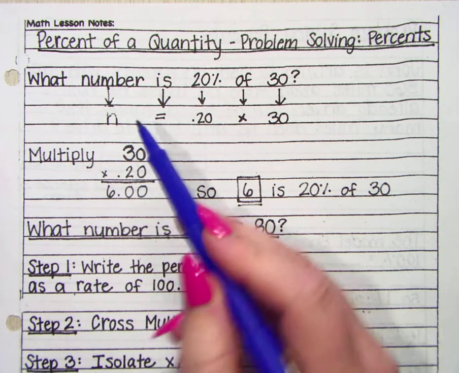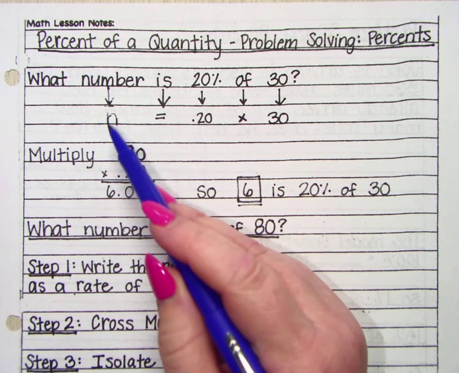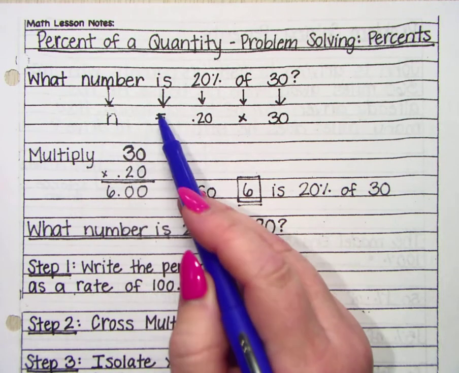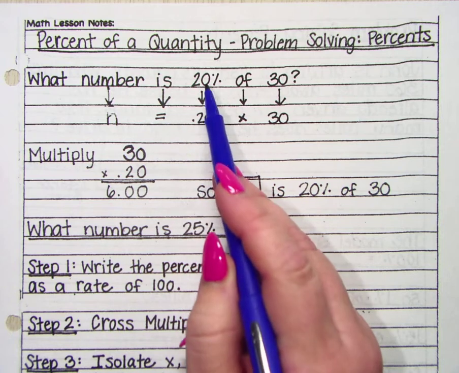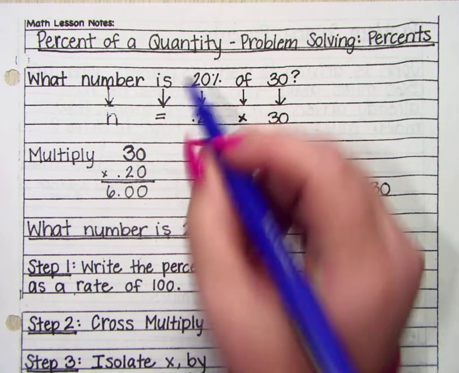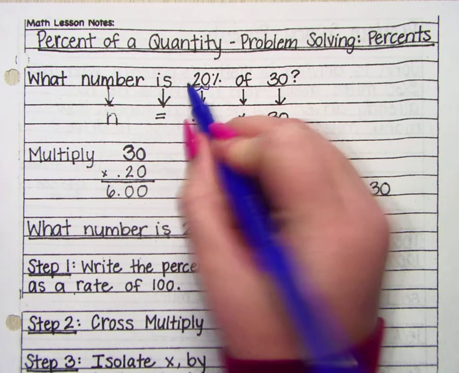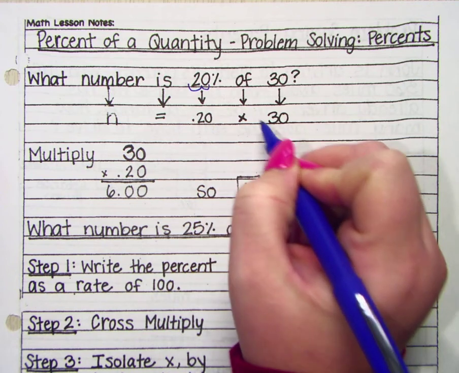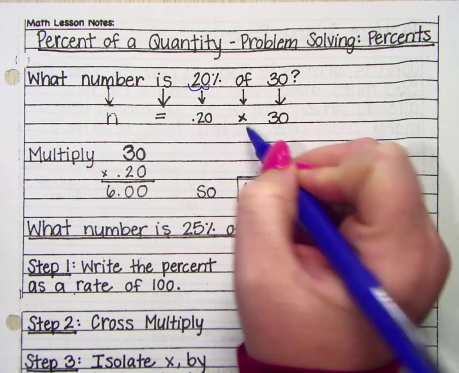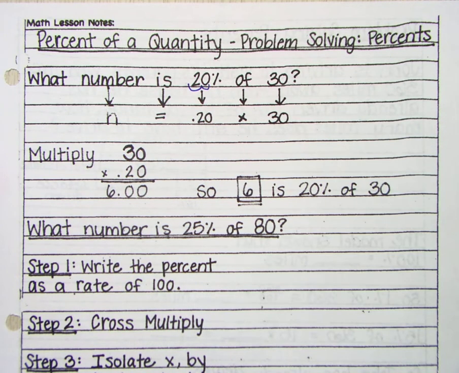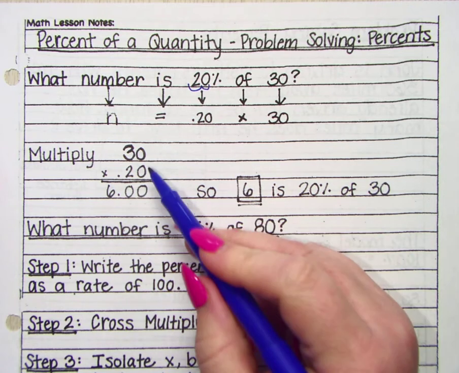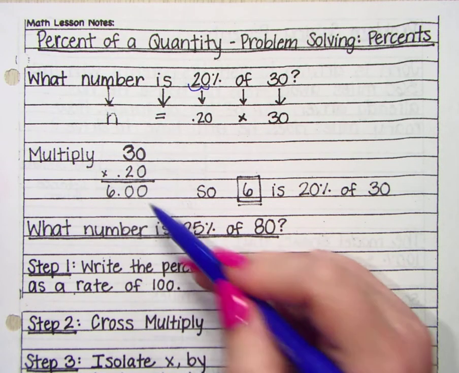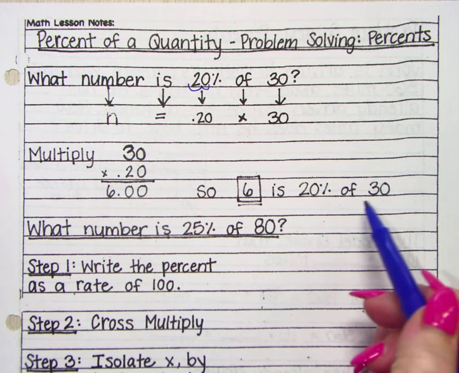So when we see this problem, we want to set it up as n, that number, that's something we don't know, remember that's a variable, equals. n equals, we need to change that percent into a decimal. Remember, to do that we have to move that decimal 2 places, so that's why we have 20 hundredths here, times 30, of 30. Remember, of means to multiply. So 20% of 30, we're going to multiply 30 times 20 hundredths. When we multiply that, we'll get 6. So 6 is 20% of 30.